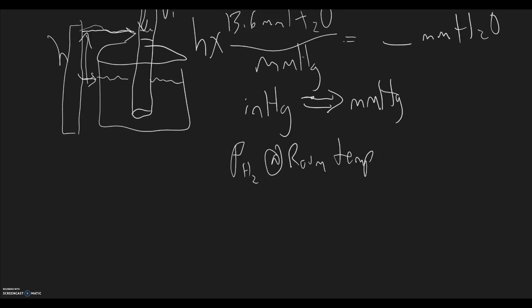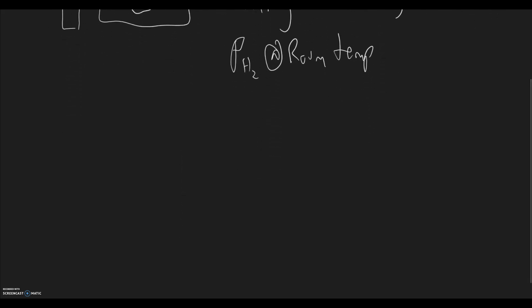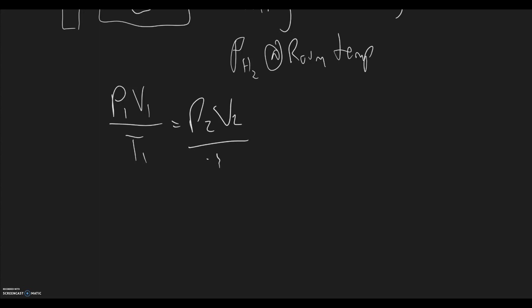And this is the volume. So I'm going to call this V1, for example. Now, the next thing we're going to do is use the combined gas law to determine the volume at STP. The combined gas law is P1 V1 over T1 equals P2 V2 over T2. Our goal is to solve for V2 at STP.